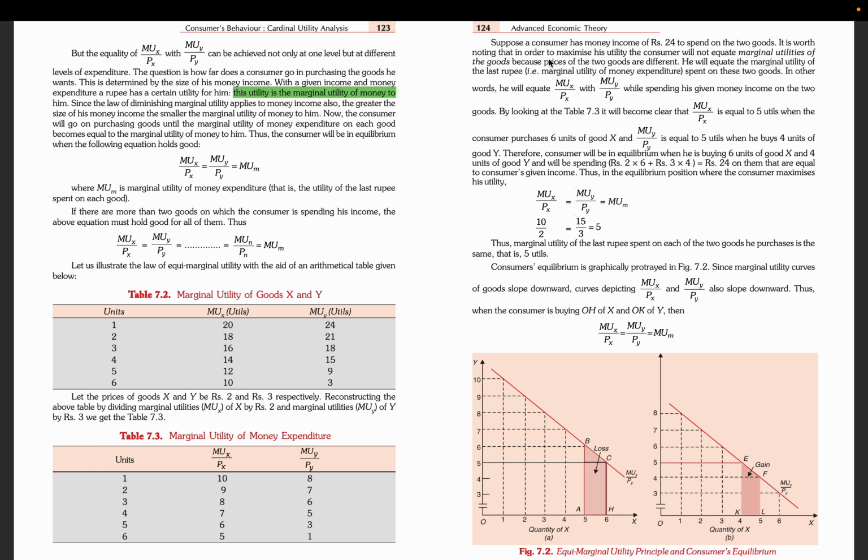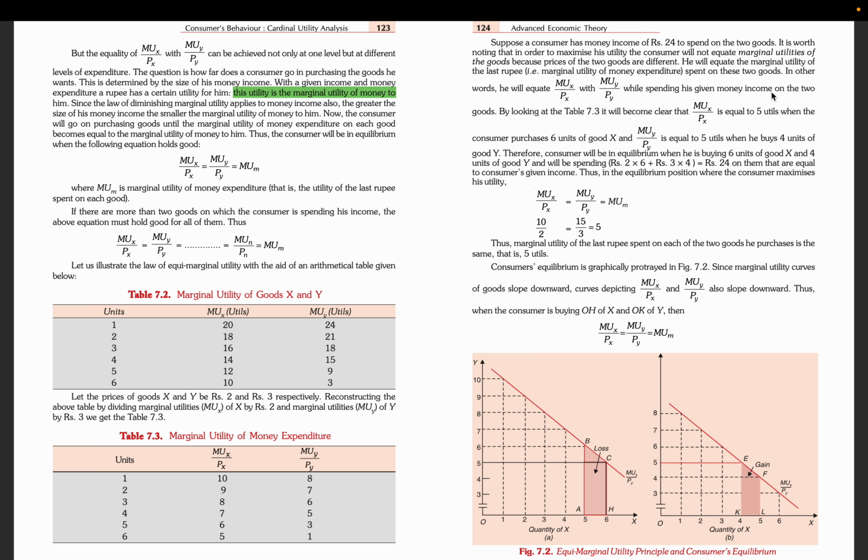It is worth noting that in order to maximize his utility, the consumer will not equate marginal utilities of the good because the prices of the two goods are different. He will equate the marginal utility of the last rupee, which is the marginal utility of money expenditure spent on these two goods. In other words, because the prices are different, you can't equate marginal utilities. You have to equate the marginal utility of money expenditure. He will equate this while spending his given money income on the two goods.